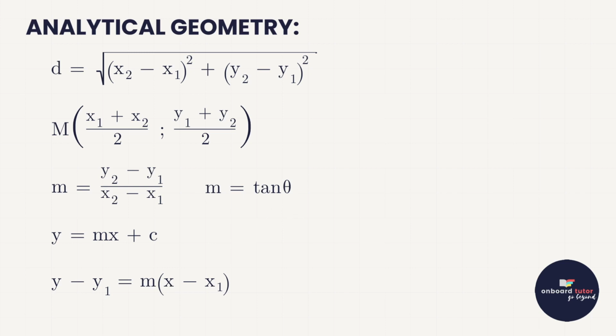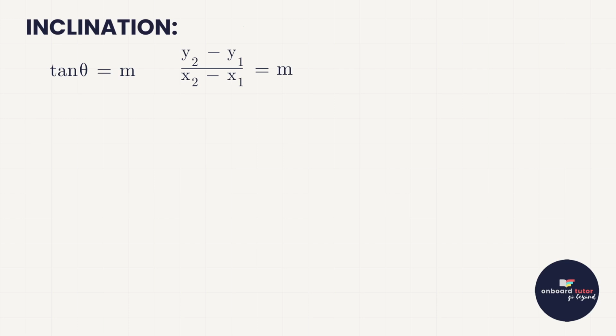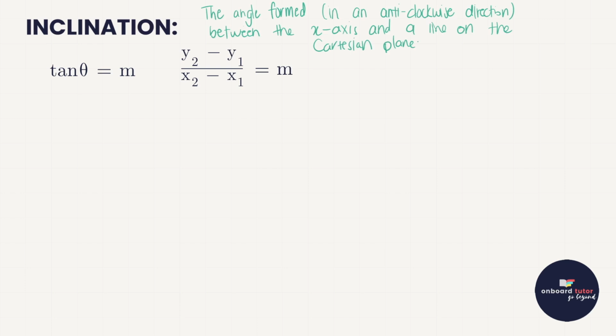of inclination. First of all, let's just try and make sense of what inclination is, or what the angle of inclination is. So the angle of inclination is the angle formed in an anti-clockwise direction between the x-axis and a line on the Cartesian plane.